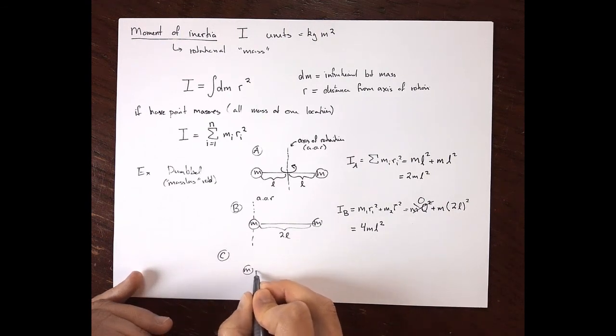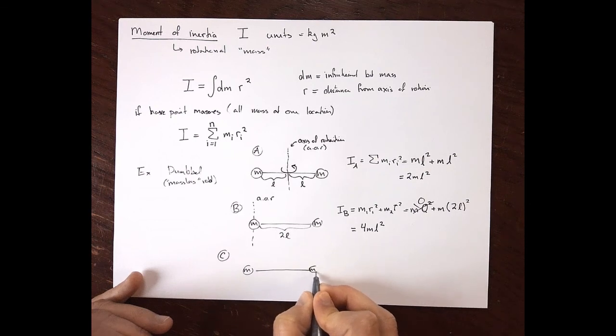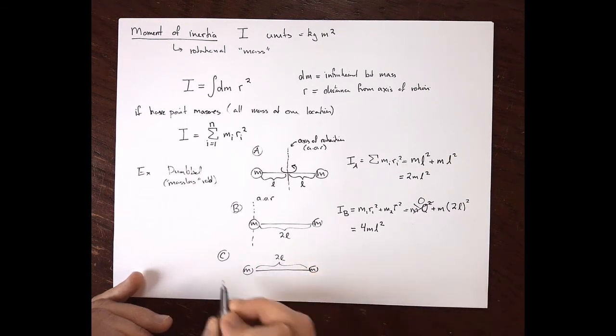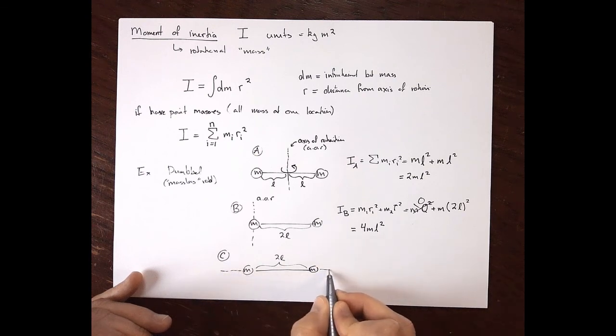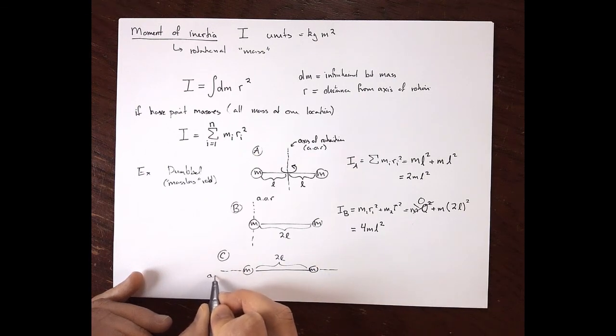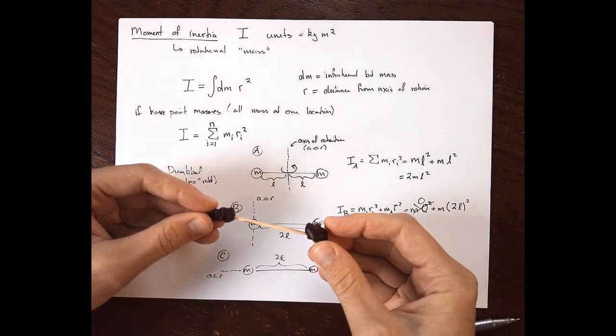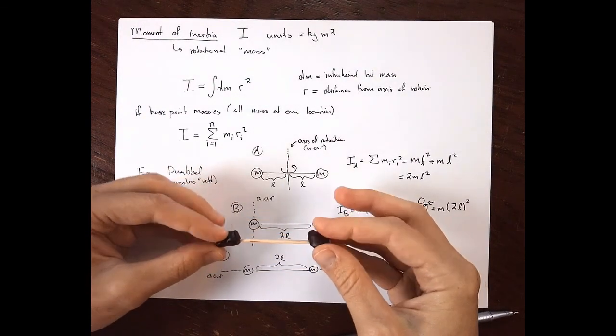So here's our little dumbbell again. The length of the rod is still 2L, but what if we rotate it like this? Now that's our axis of rotation. That would be like we have the little dumbbell like this, and we're rotating it around like that.